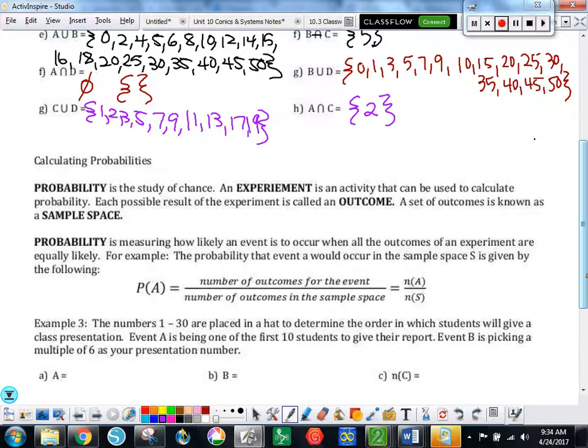So probability is measured by how likely an event is to occur when all outcomes of an experiment are equally likely. For example, the probability that events would occur in the sample space S. So sample space we haven't talked about yet. A sample space is kind of like the universal set, sort of. It's all possible outcomes. A set of outcomes is known as the sample space. So rolling the dice, the sample space is 1, 2, 3, 4, 5, 6.